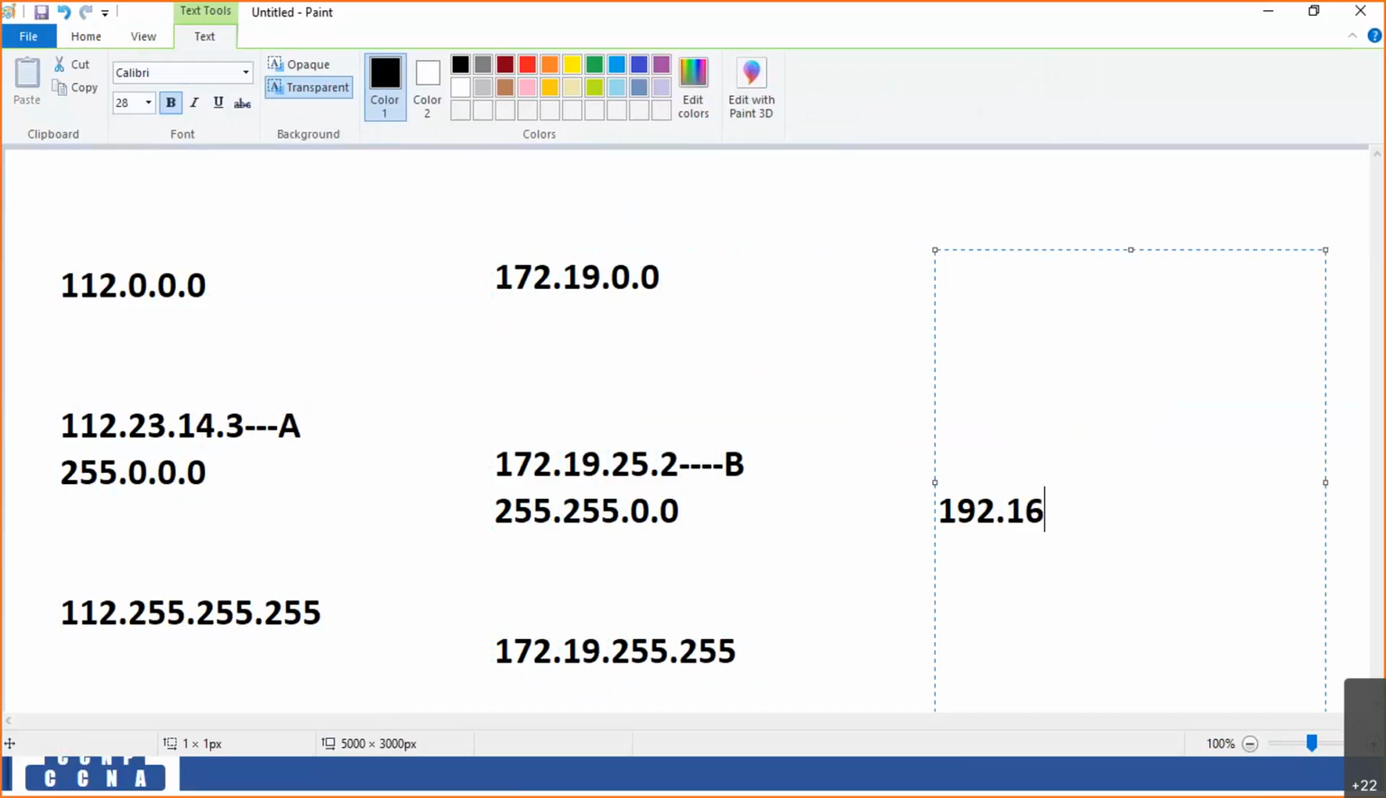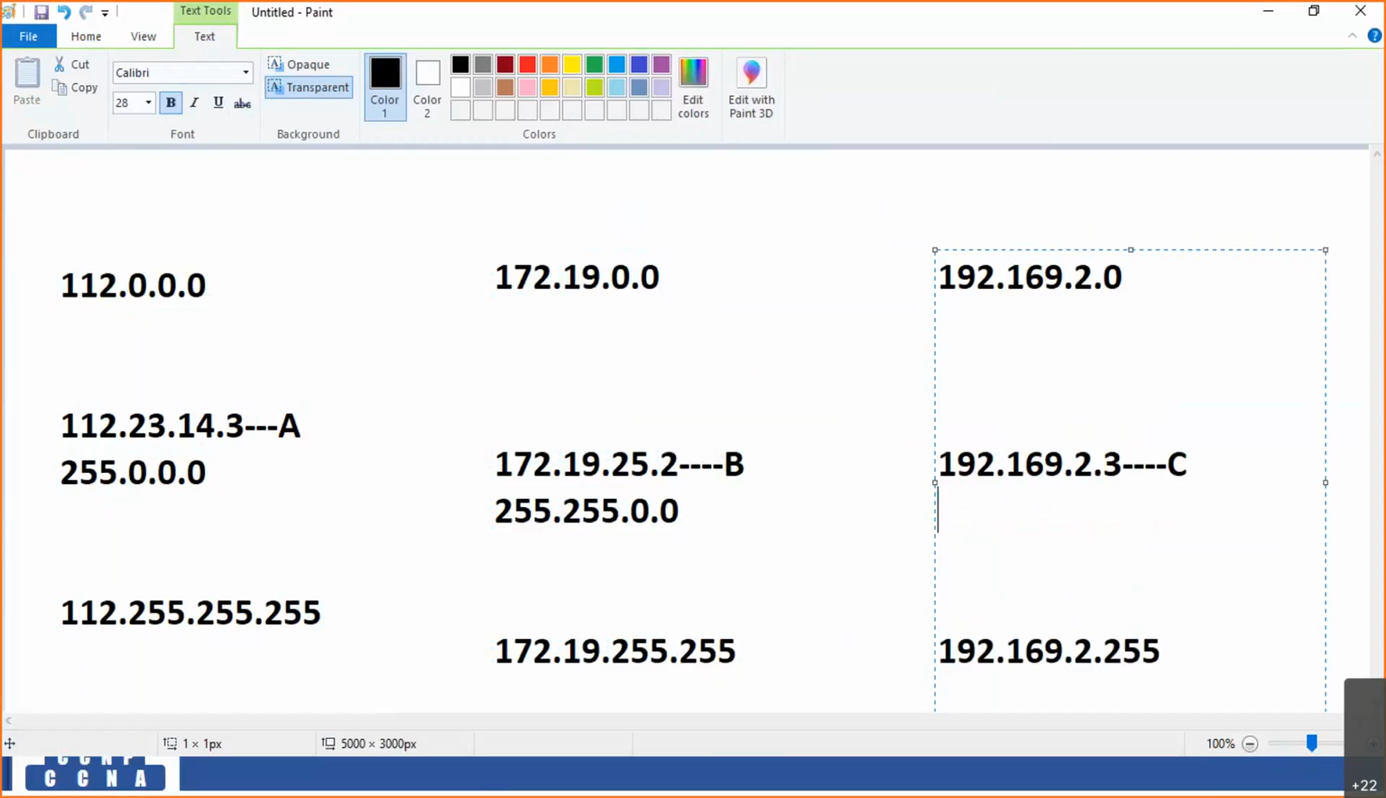Next one, 192.169.2.3. Which class IP address? Class C. Network ID: 192.169.2.0. Broadcast: 192.169.2.255. Subnet mask: 255.255.255.0. Is it private IP or public IP? Public. It is a public IP.